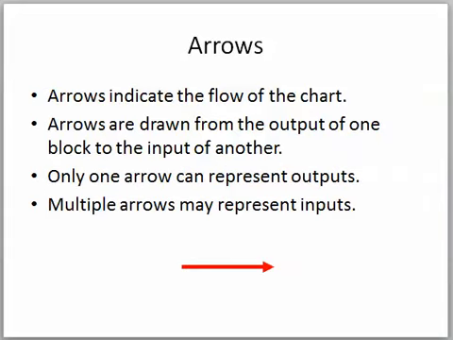Okay, arrows. Arrows indicate the flow of the chart. Arrows are drawn from the output of one block to the input of another. Only one arrow can represent outputs, but multiple arrows can represent inputs.